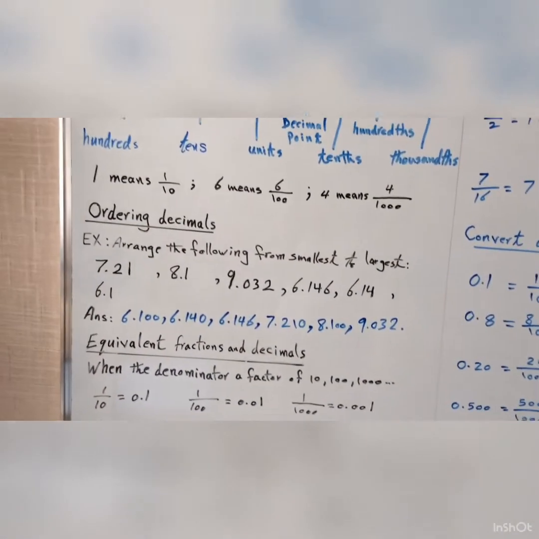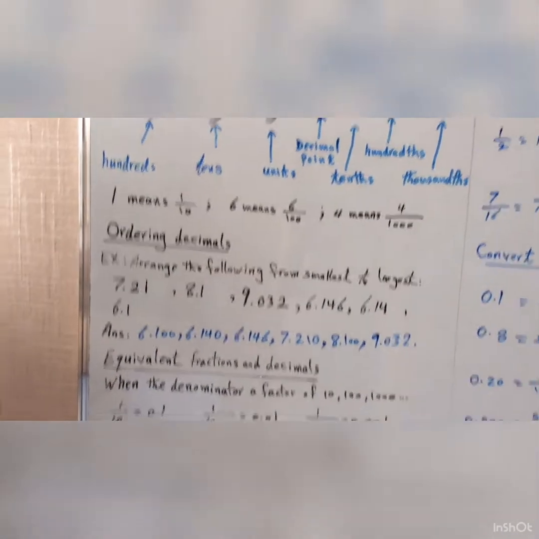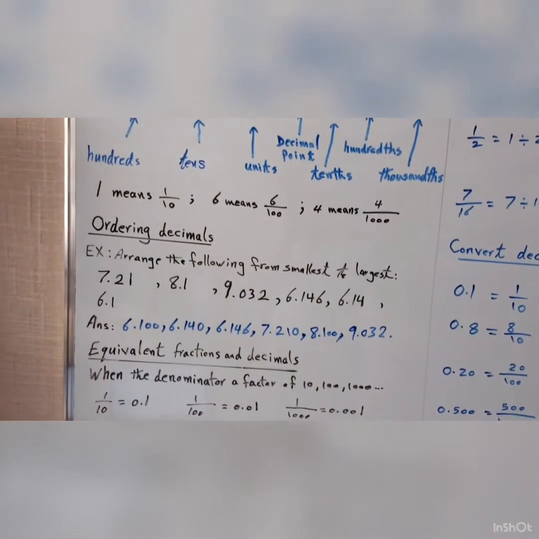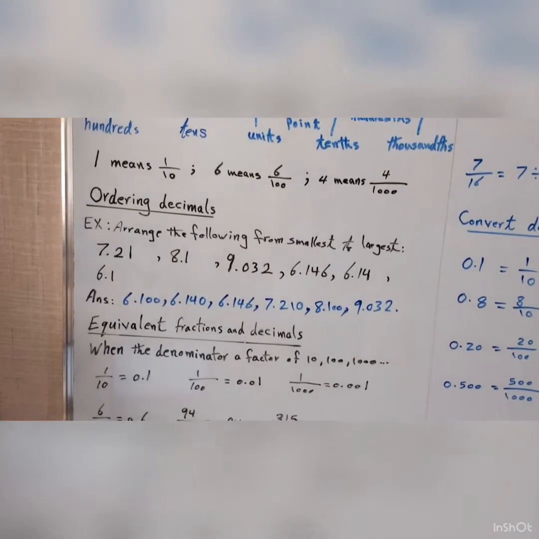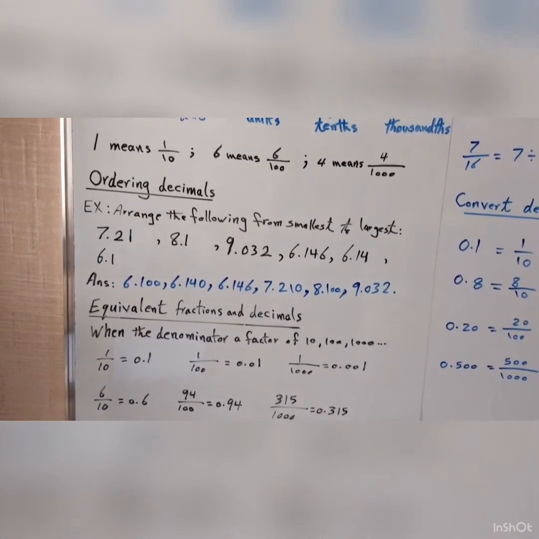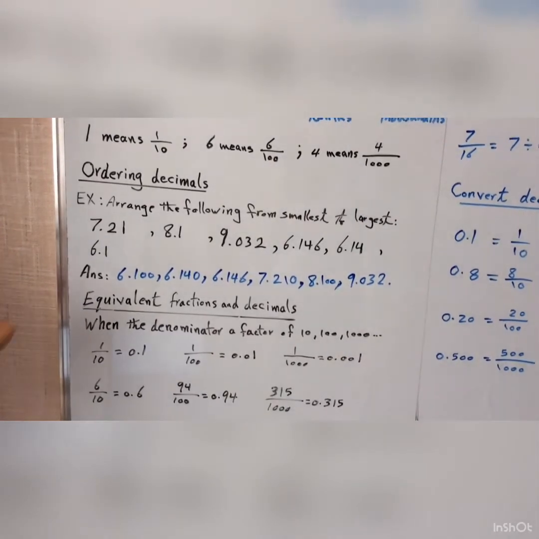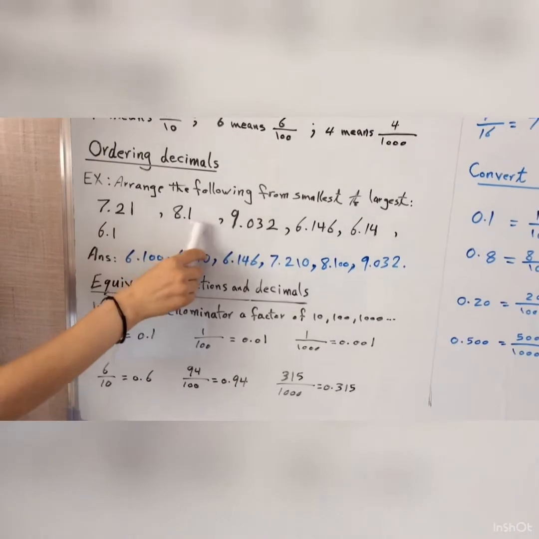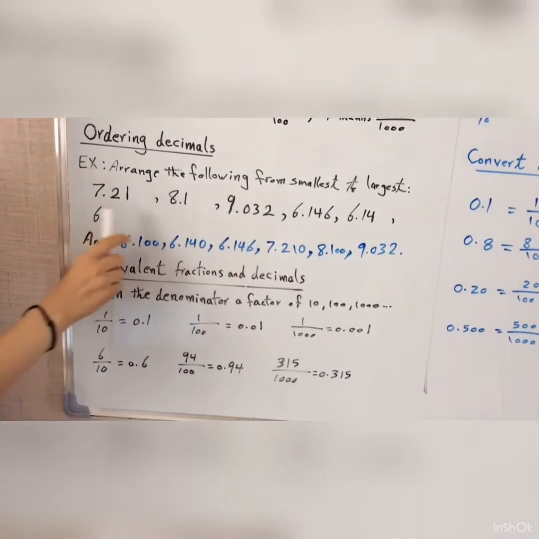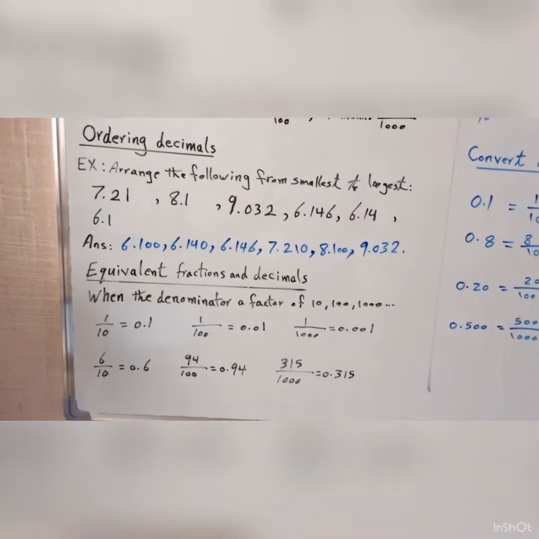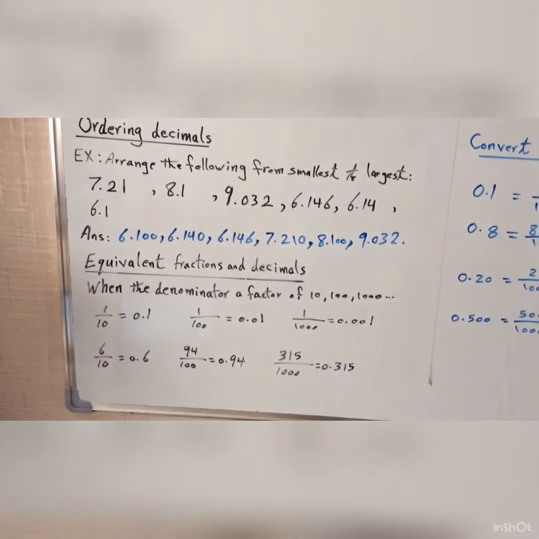Ordering decimals. We have to arrange the following from smallest to largest. It's easier to make all the numbers have the same amount of decimal places. This number, for example, has 2 decimal places. This one has 1, this one has 3. As you can see in this list, the maximum amount of decimal places is 3. So we might as well make them all have 3 decimal places.